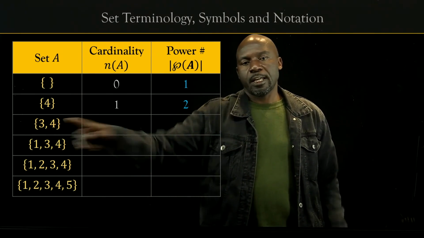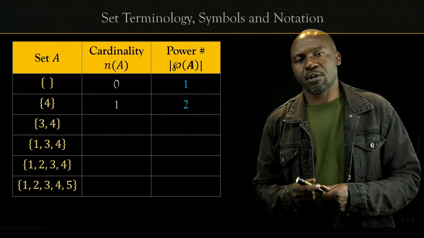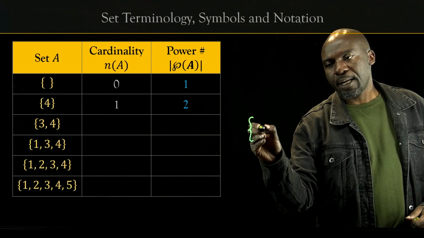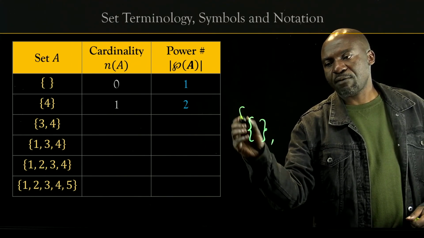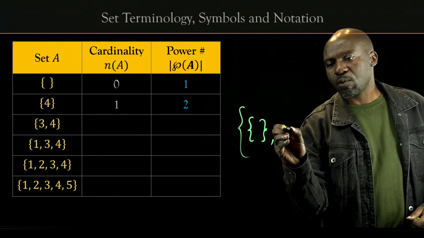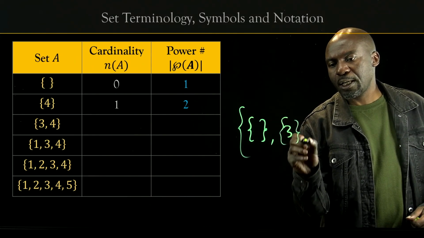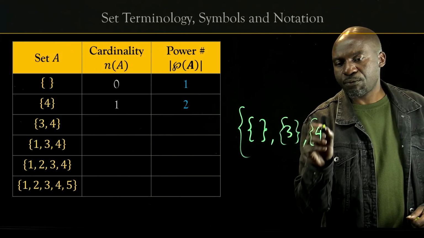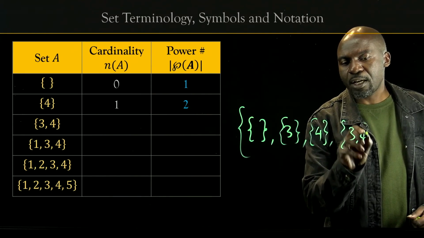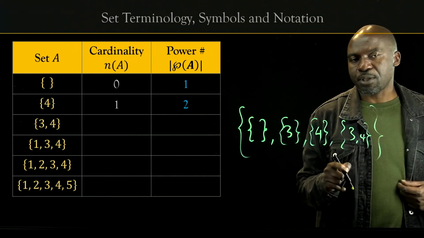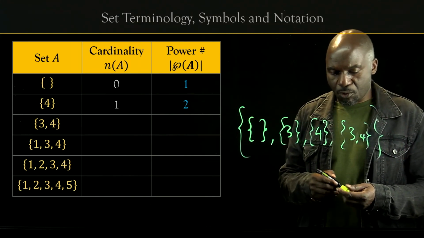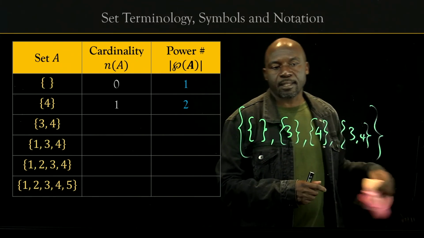What about this one here? This is 3 and 4. So the first subset is going to be the null set. So we have a big set containing the subsets. The null set is the first one. The next one is the set containing just 3. The next one is the set containing just 4. And the last one must be the set containing 3 and 4. So we can generate these 4 subsets. So clearly there are 4 subsets when we have 2 elements in the set like that.